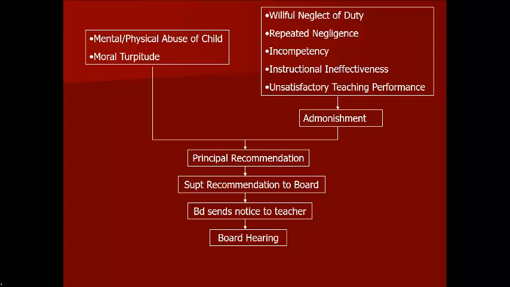The other areas, willful neglect of duty, repeated negligence, incompetence, instructional ineffectiveness, unsatisfactory, require the admonishment. That's your plan of improvement. And so basically what we're saying in Oklahoma is that when we identify areas in which a teacher is lacking, we have to do our best to help them in those areas to become what we expect them to become before the principal makes that recommendation. And so that's what you see here. Okay. If it's the moral turpitude or the mental or physical abuse of a child, you skip the admonishment and go direct to the recommendation.